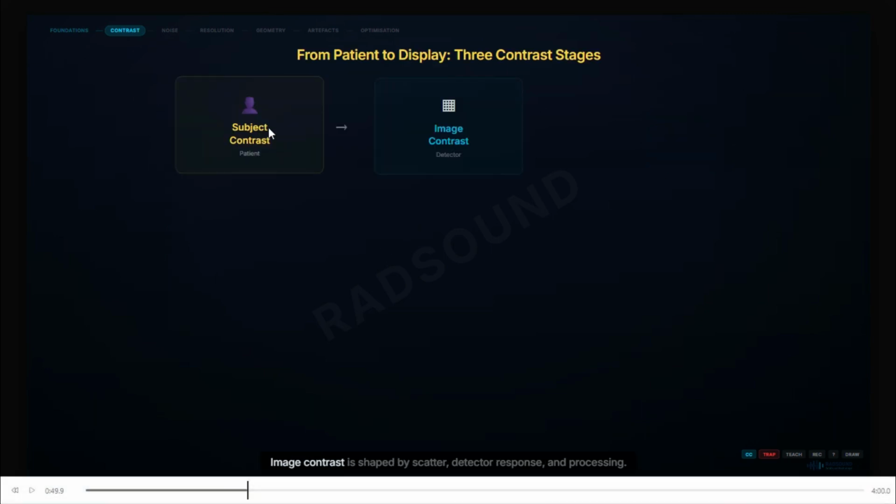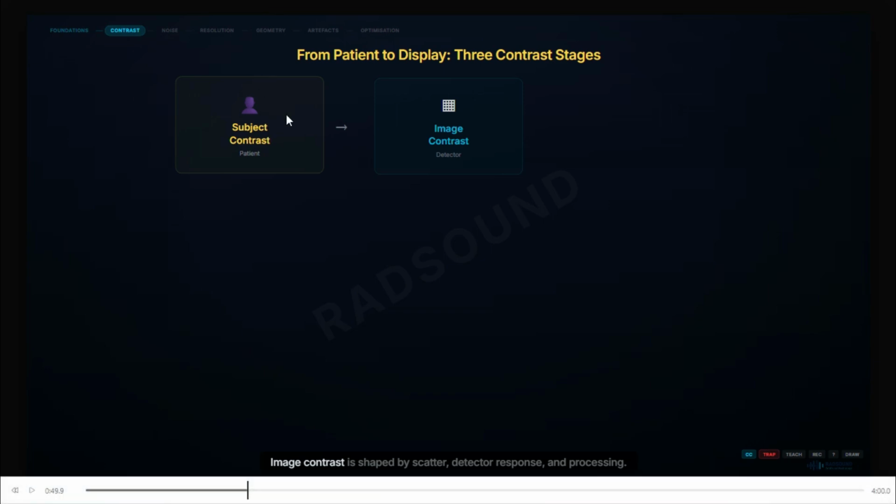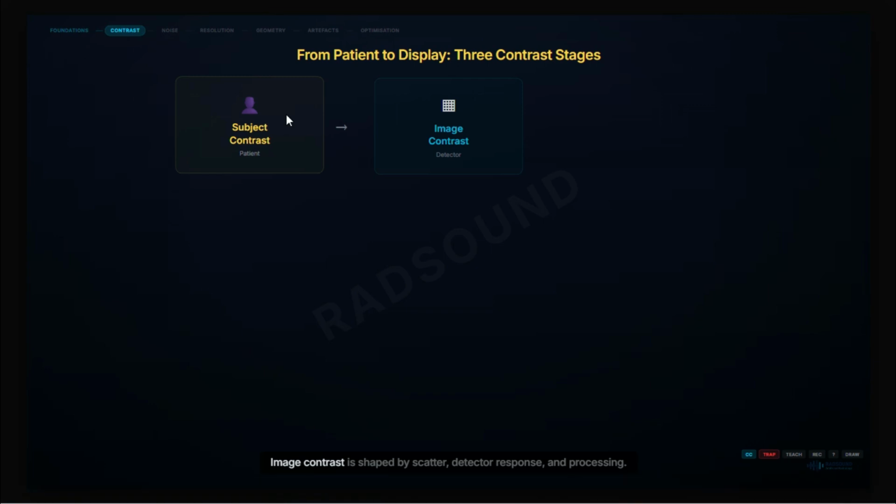So after getting our subject contrast, what's next? We have image contrast. So we have subject contrast, then the image contrast. Image contrast is shaped by scatter, detector response, and processing. So image contrast also helps to make the image better. But remember, you cannot change what you haven't captured. If from the first place, in the capturing protocol, you didn't do proper positioning and proper removal of scatter, the image will still not be good despite anything that you do. So you have to start everything as right as possible.